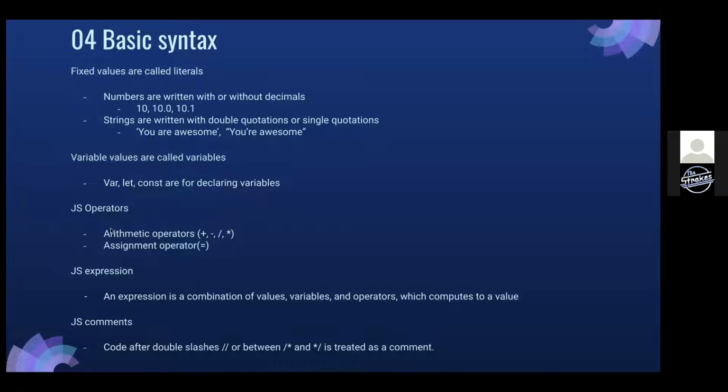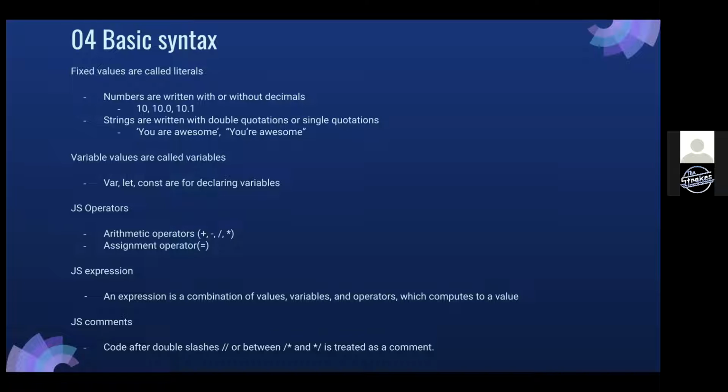Some JavaScript operators include arithmetic operators, such as plus, minus, divided by, times, just to do simple calculations, adding 2 numbers, subtracting 2 numbers, etc. And then there's an assignment operator. This is like assigning a variable a value. So in C++, you would do like int car equals red, and the assignment operator would be the equal sign.